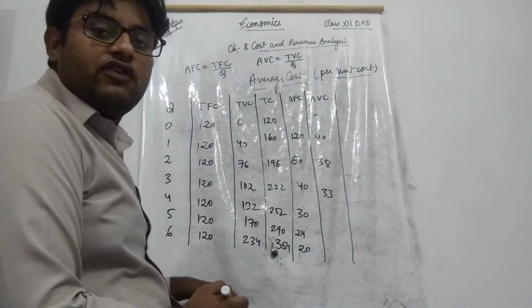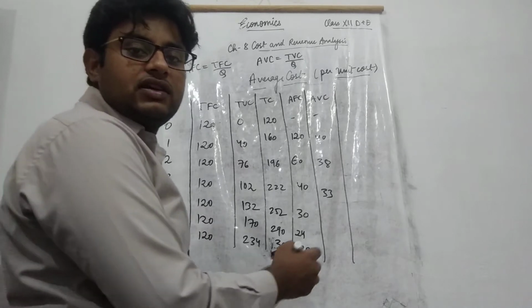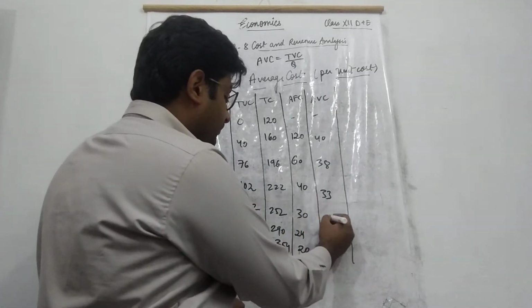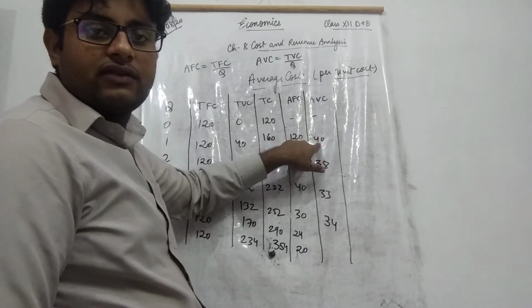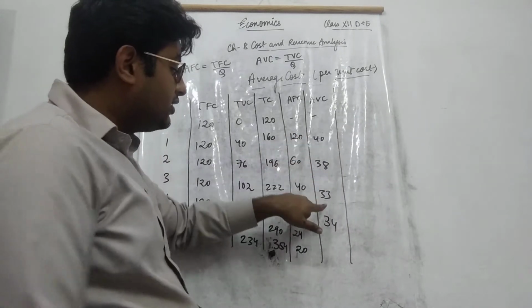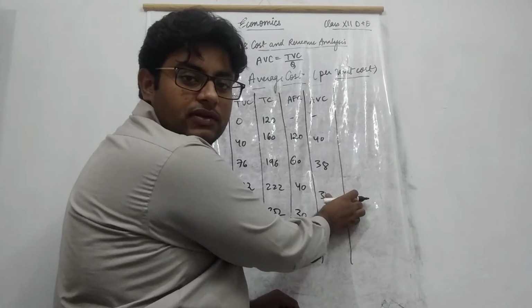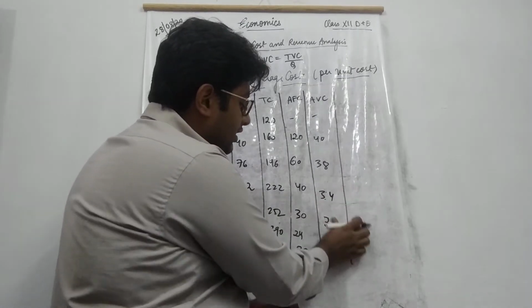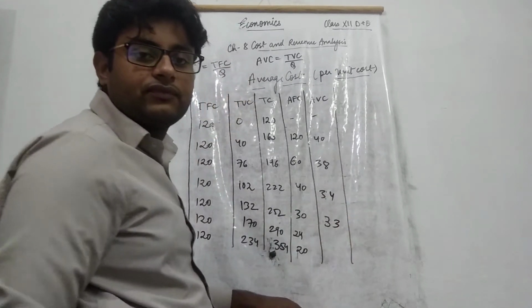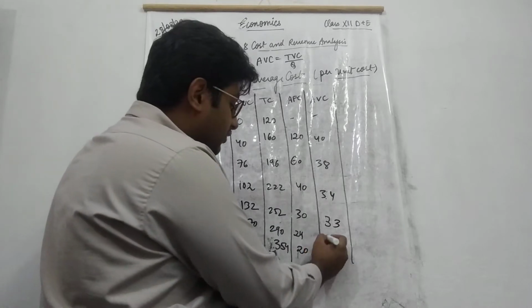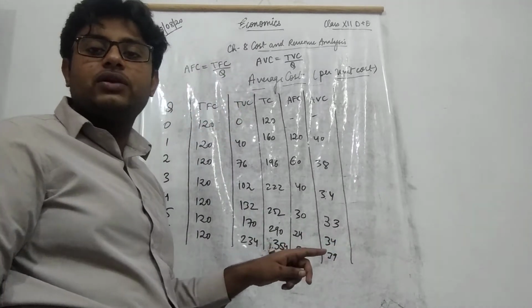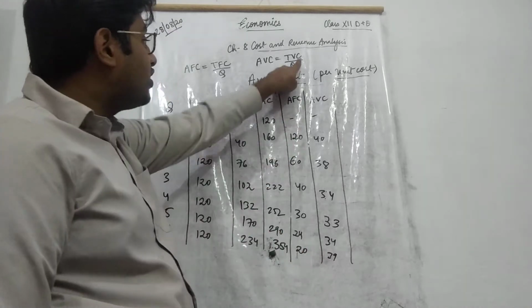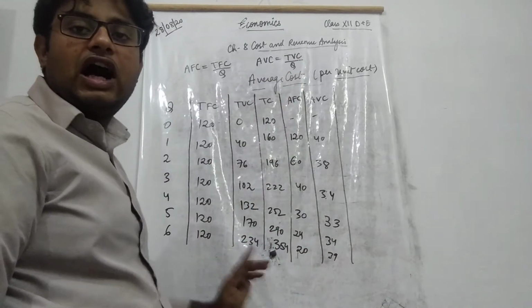Then 136 divided by 4, we will get 34, and so on. So we have 40, 38, 34, 33, then again 34 and 39. We have calculated it. How have we calculated it? By dividing our total variable cost by the output.